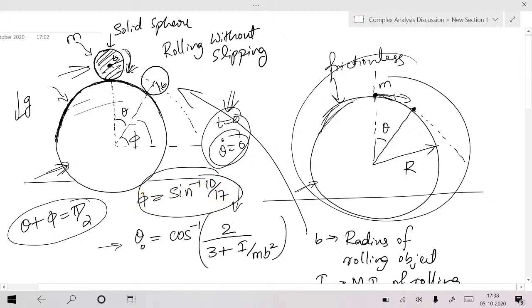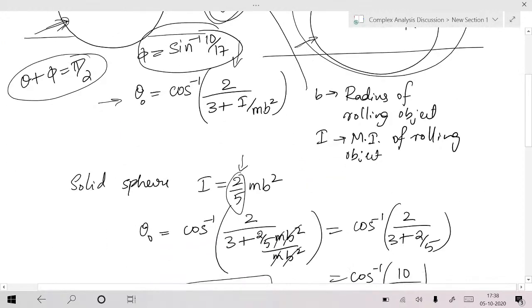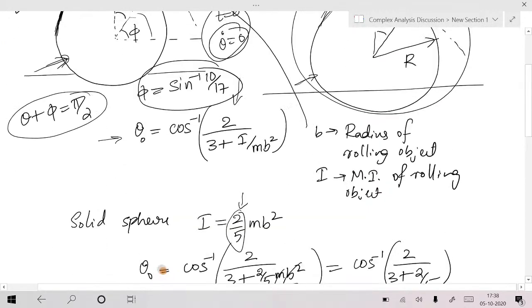Will this happen in this case? Again, sine inverse of 10 by 17 plus cos inverse of 10 by 17 is equal to pi by 2. Yeah, that will happen. Quite a disturbance here. Wait for a while.